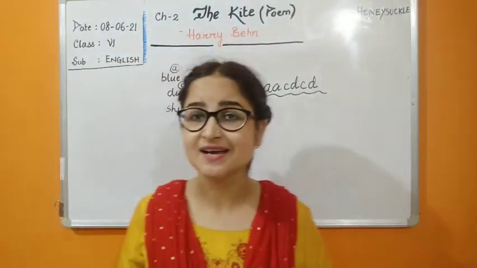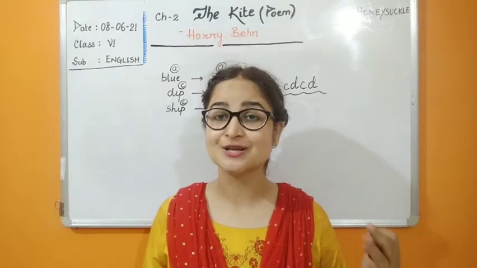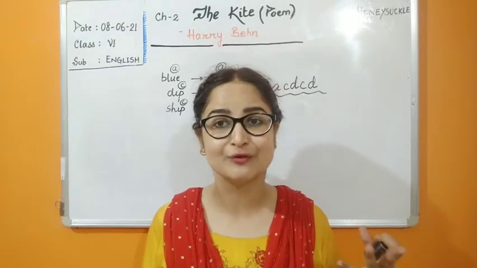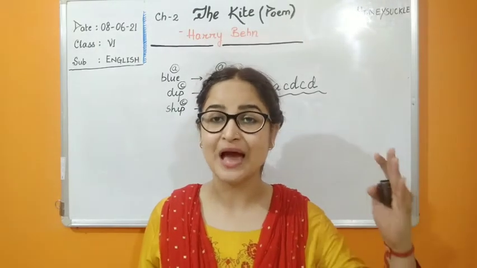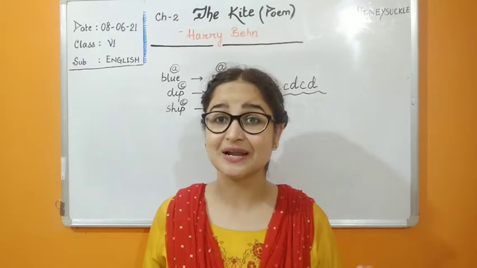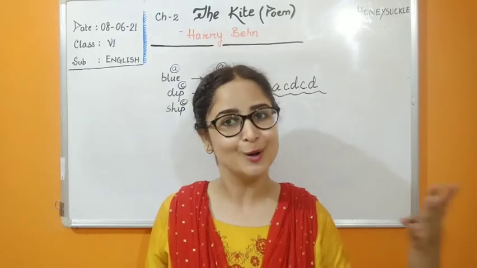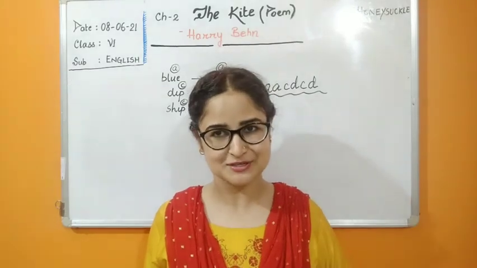Now why did I only do it with 6 lines? Because there are a total of 24 lines in the poem. We have divided them into 4 groups of 6 lines each. So let's see whether the next 6 lines rhyme or follow the same pattern or not.